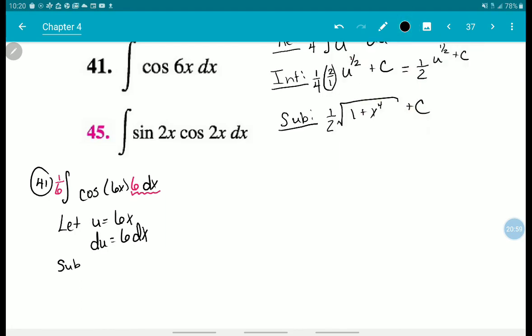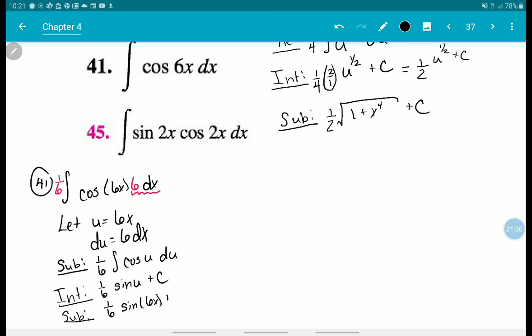So then we're going to do our substitution. We have 1/6 integral cosine of u du. When we integrate cosine, we get sine. So then if we sub back in, there's our final answer.